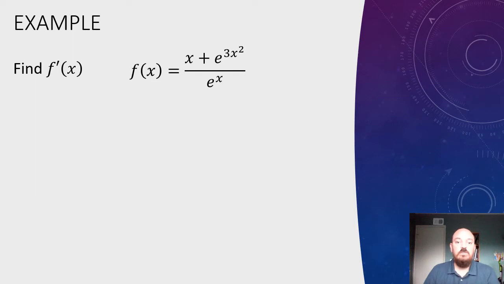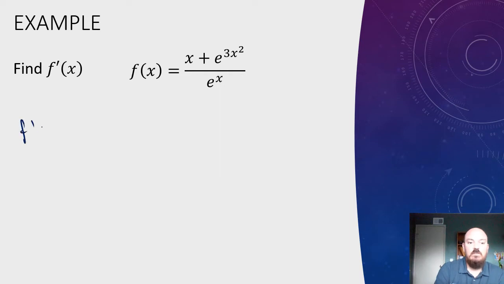So let's do the derivative of f of x equals x plus e to the 3x squared all over e to the x. Now this is definitely a quotient rule question again. I'm not going to fill in the bubbles and write out derivative of top. I did that once for the notes. From now on, I'm just going to do the question.